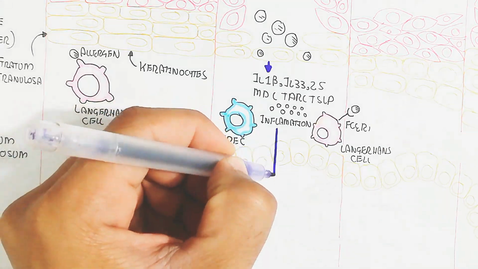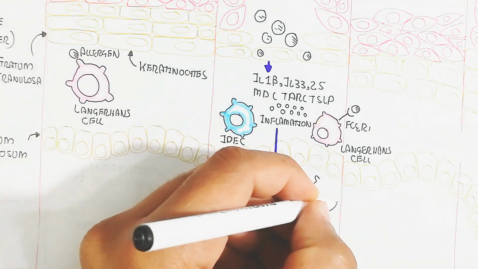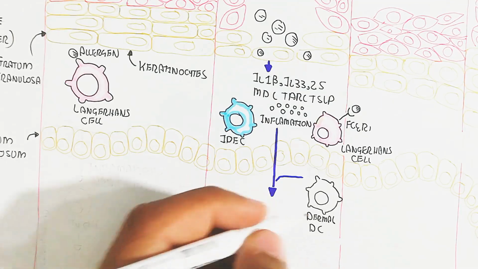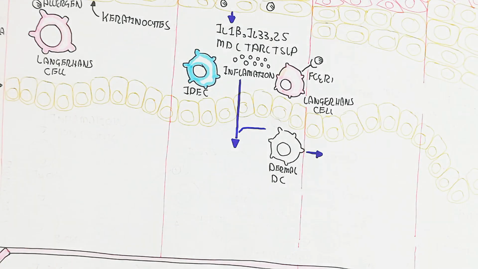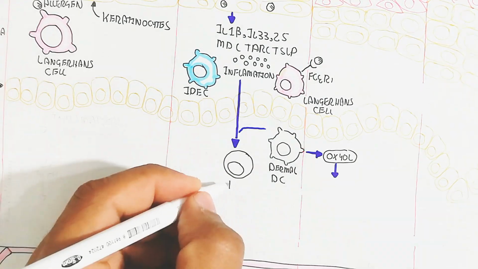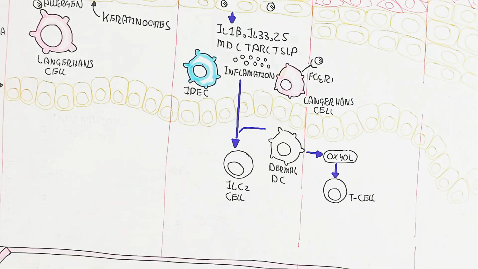The interleukin C2 cell is basically recruited to activate, and in this way, after activation via the dermal cell and the Langerhans cell, due to the inflammatory response it will produce interleukin 5 and 13, as well as the dermal dendritic cell, after recognition of antigen, producing OX40 ligand.